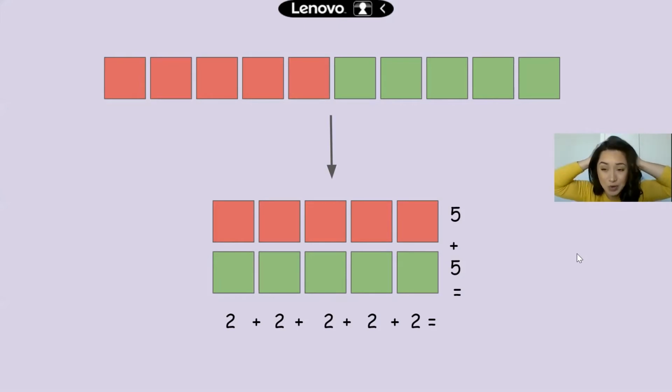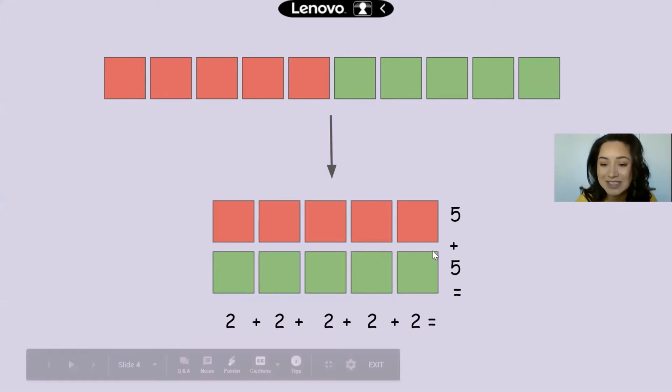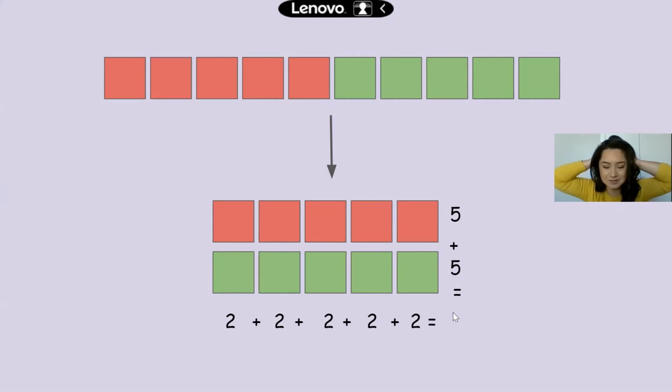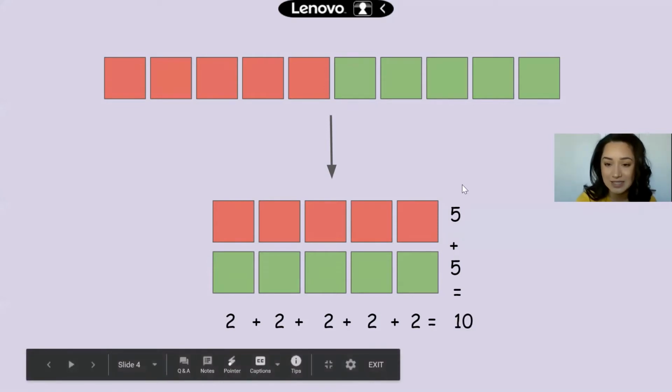Now, I want you to put your hands on your head. If you think the total for these two statements will be the same, do you think that this equation and this equation will have the same total? If you think so, put your hands on your head. It will. It will totally have the same total because I didn't add any tiles and I didn't take away any tiles. The total stays the same. 5 plus 5 is 10. 2 plus 2 is 4 plus 2 is 6 plus 2 is 8 plus 2 is 10.